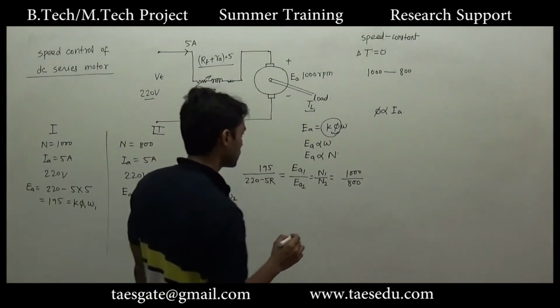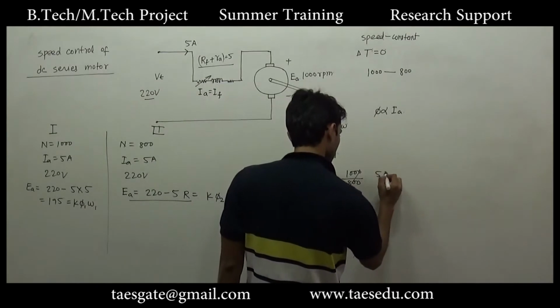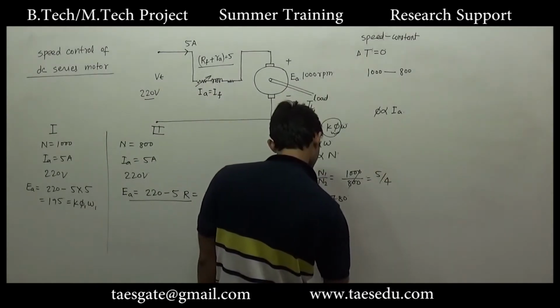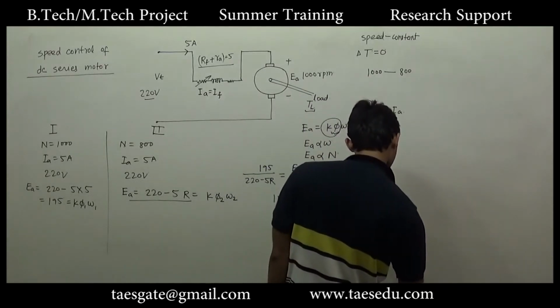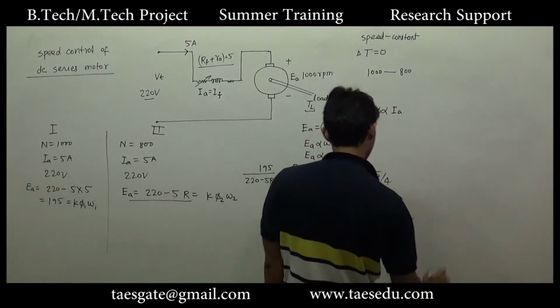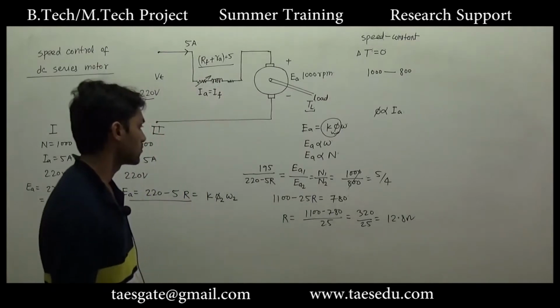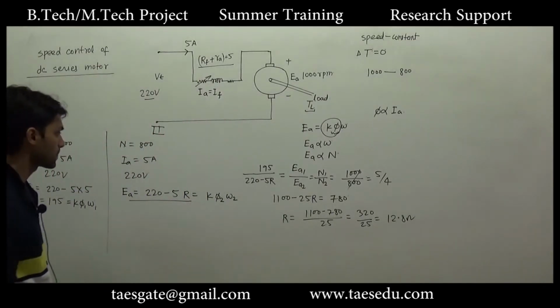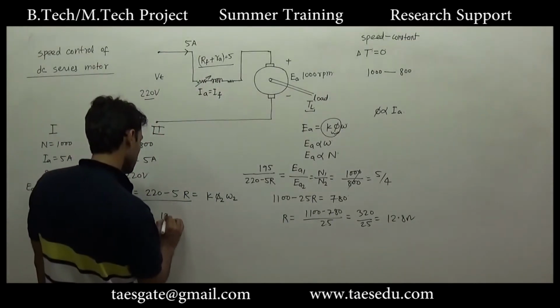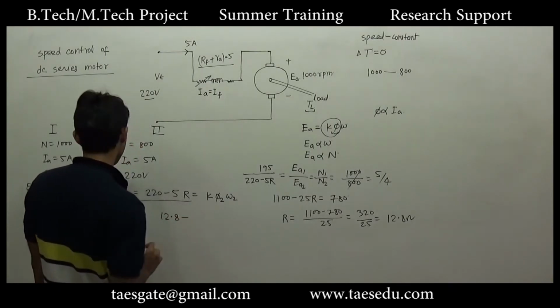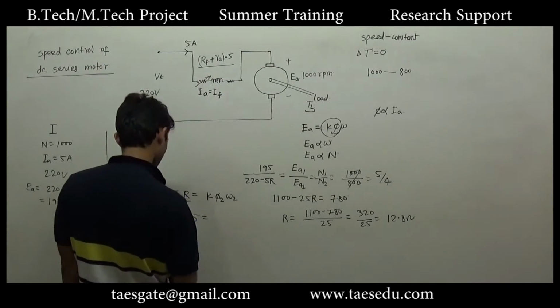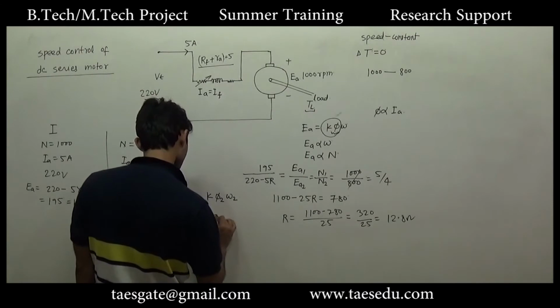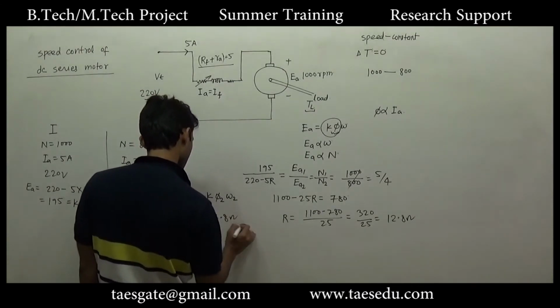So if we solve it, we will get R equal to 12.8 ohm. So what is the extra increase in resistance? Increase in resistance will be 12.8 ohm minus the previous resistance, which is 5. We will have 7.8 ohm external resistance.